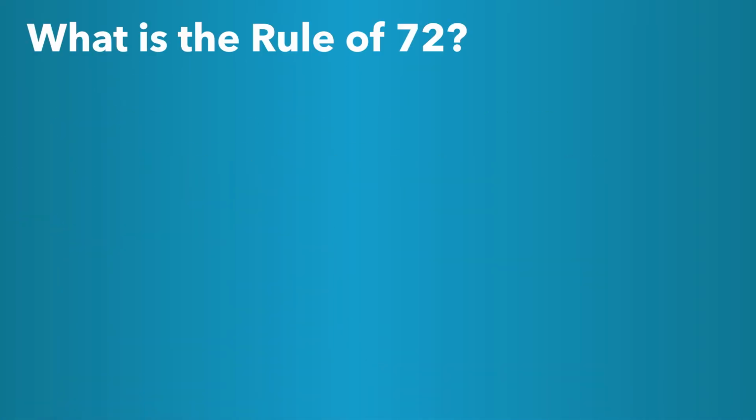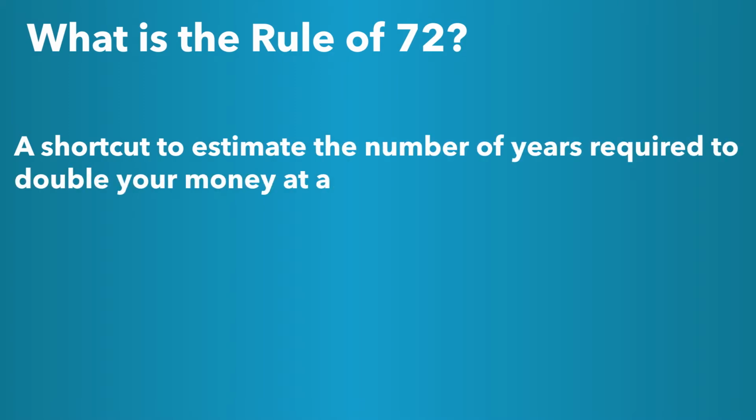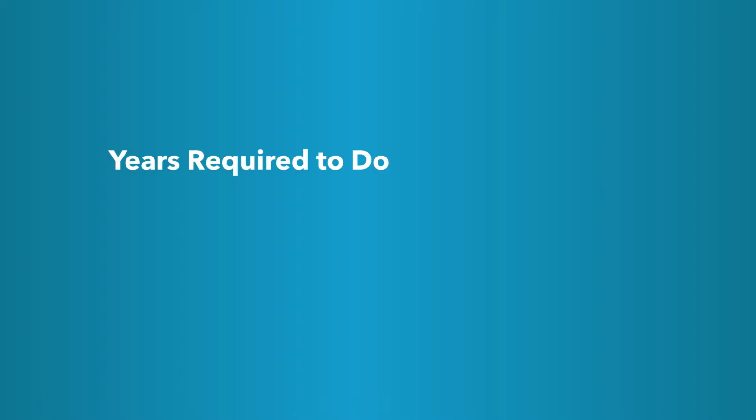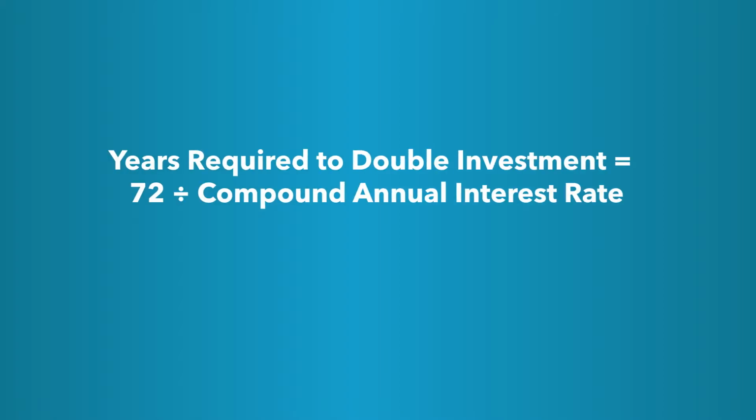The Rule of 72 is a shortcut to estimate the number of years required to double your money at a given annual rate of return. The rule states that you divide the rate expressed as a percentage into 72. Years required to double investment equals 72 divided by compound annual interest rate.